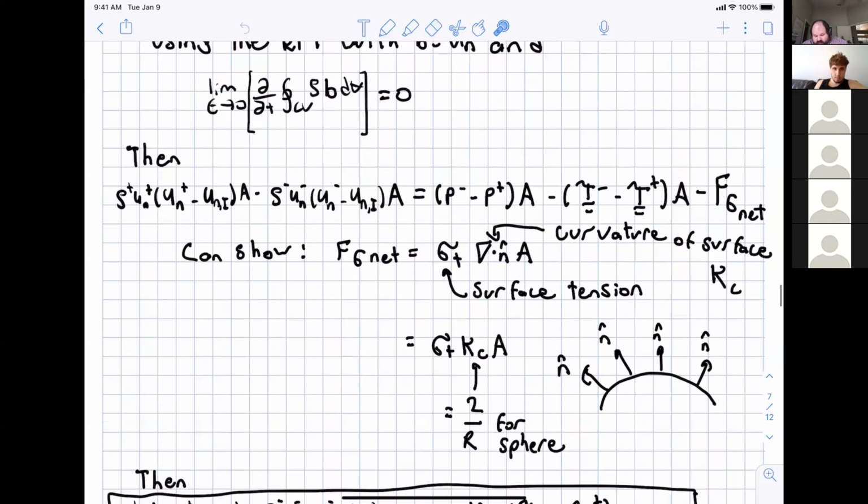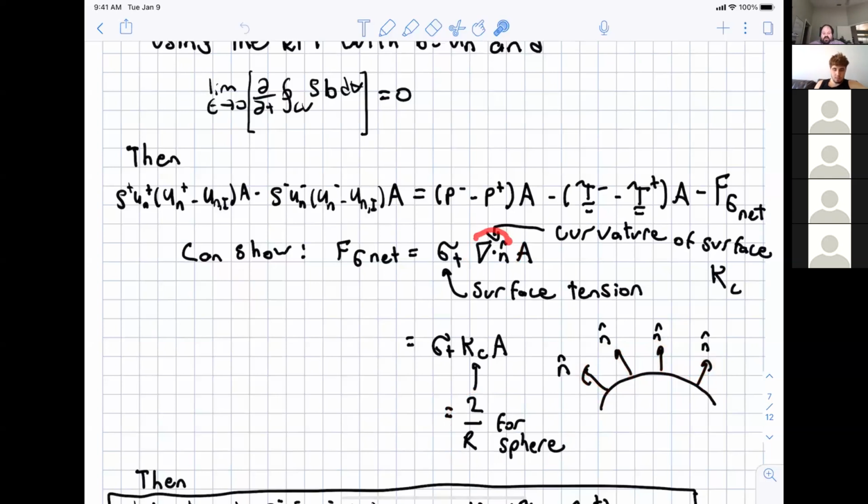So if I have a curved surface and I define the normal vector as pointing out, the normal vector will be pointing in all kinds of directions that change with respect to where I am on the surface. Again, I'm not going to prove this, but this divergence of the normal vector is a generalized expression for the curvature of the surface. So if you have a sphere, recall that the curvature is just 2 over r.